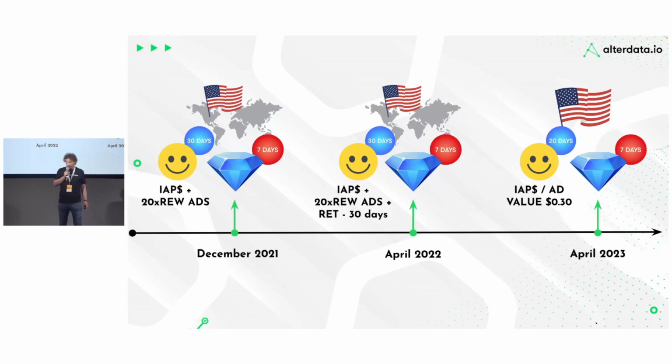So there was a difference. We decided not to have both KPIs present. We decided that either we have good in-app purchase or we have ad value at the level of 30 cents.